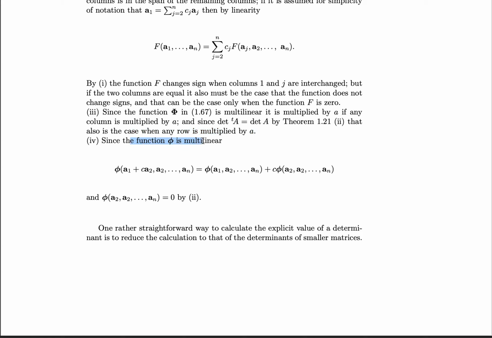Next, since the function phi is multilinear, we have phi of a row plus a constant times another row. We split it over that addition, and then pull out the constant, and we get this term plus this term. But we know that the second term is going to be 0 since you have a repeat, and we proved before that if you have a repeat, then you get 0.